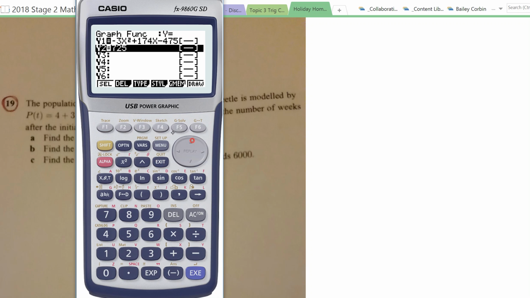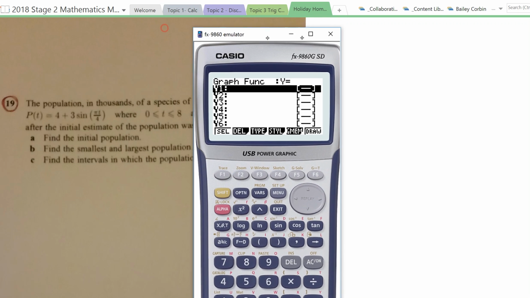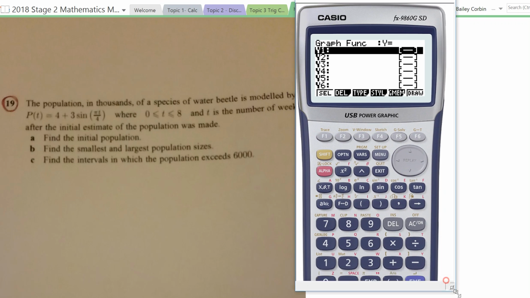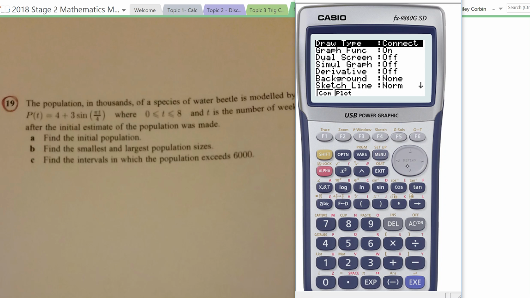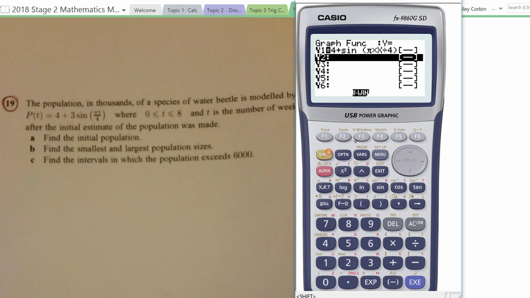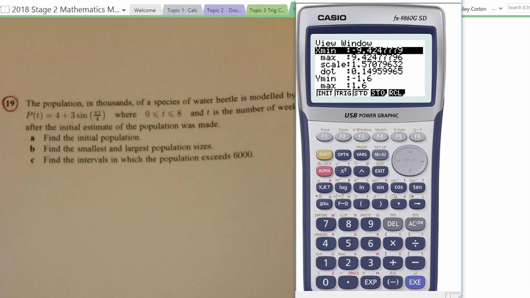Let's delete these and enter a new equation: 4 plus sine, pi times x divided by 4, close bracket. Shift setup, I want to make sure I'm in radians. Excellent. And view window, I want it to be trig.